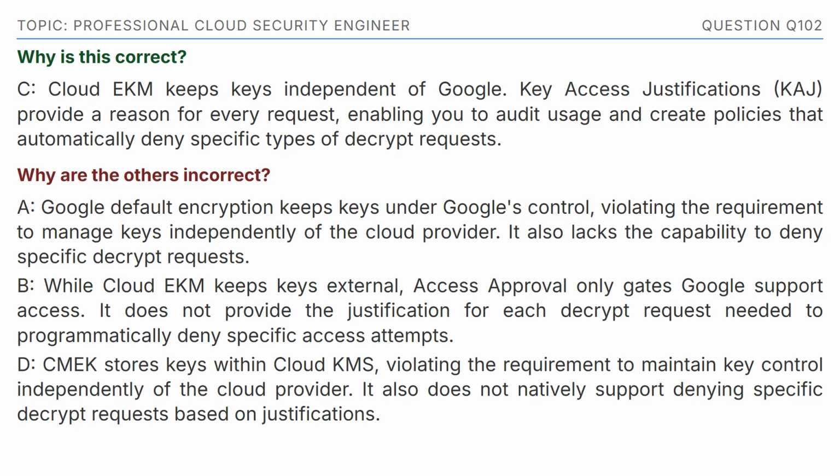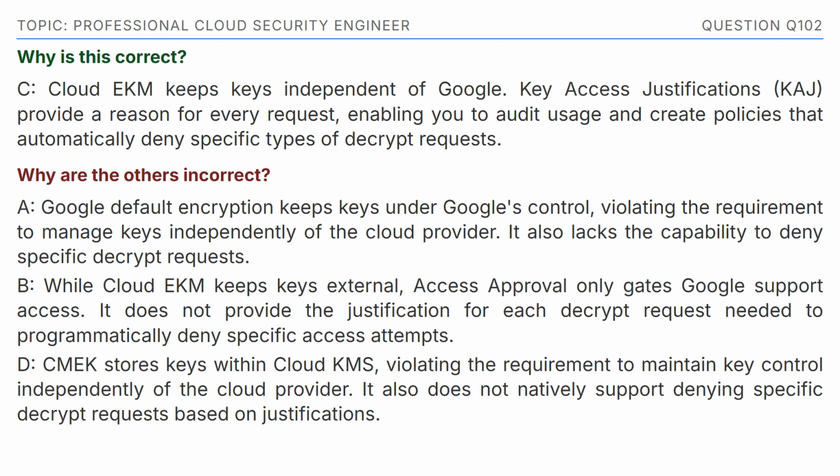Key access justifications, KAJ, provide a reason for every request, enabling you to audit usage and create policies that automatically deny specific types of decrypt requests. Why are the others incorrect? A. Google default encryption keeps keys under Google's control, violating the requirement to manage keys independently of the cloud provider. It also lacks the capability to deny specific decrypt requests.